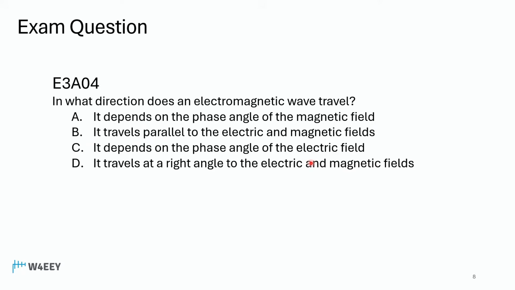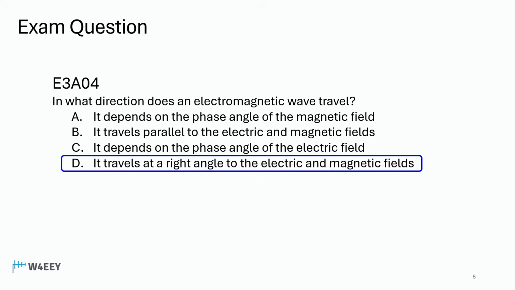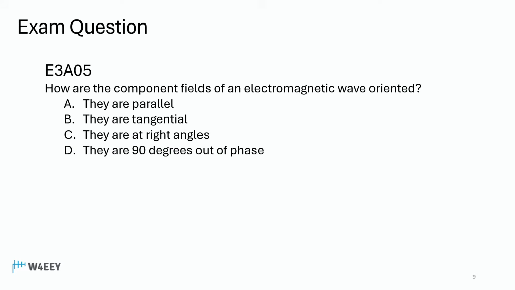There's only 4 pool questions in this section. So feel free to unmute and give us an answer. 3-second rule. In what direction does an electromagnetic wave travel? Delta. It is delta. It travels at a right angle to the electric and magnetic fields. How are the component fields of an electromagnetic wave oriented? Charlie. Yeah, just another variation on the same concept.